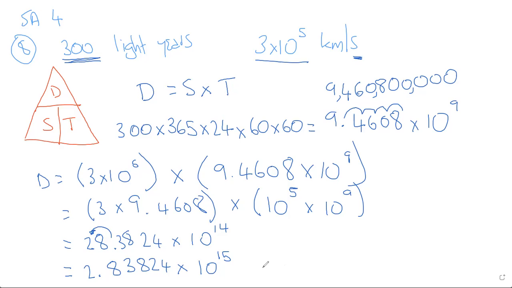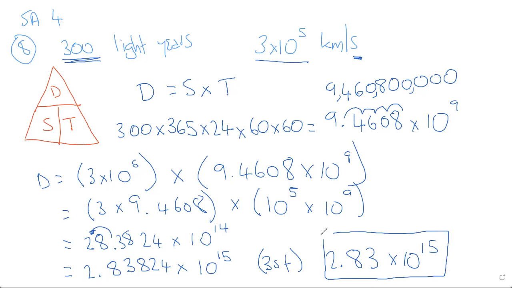Now, the question actually asks you to give the answer in 3 significant figures. So again, you only need to write 3 numbers after anything that's 0 times 10 to the 15. So this is the final answer they're looking for.